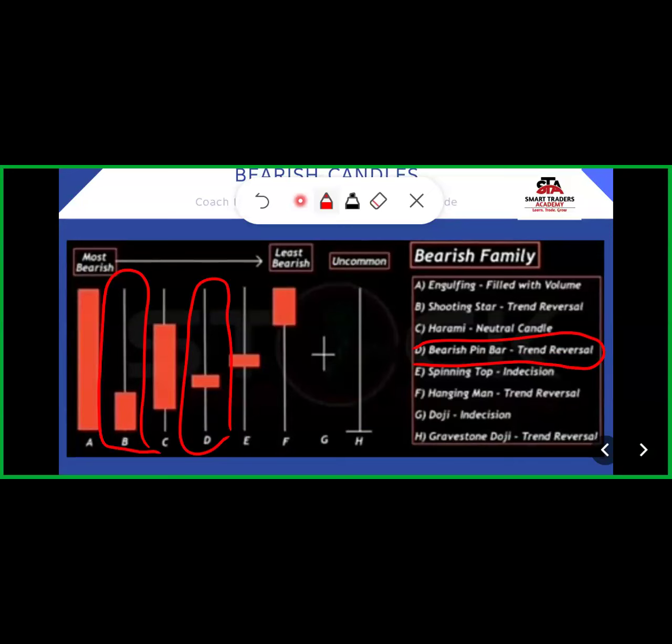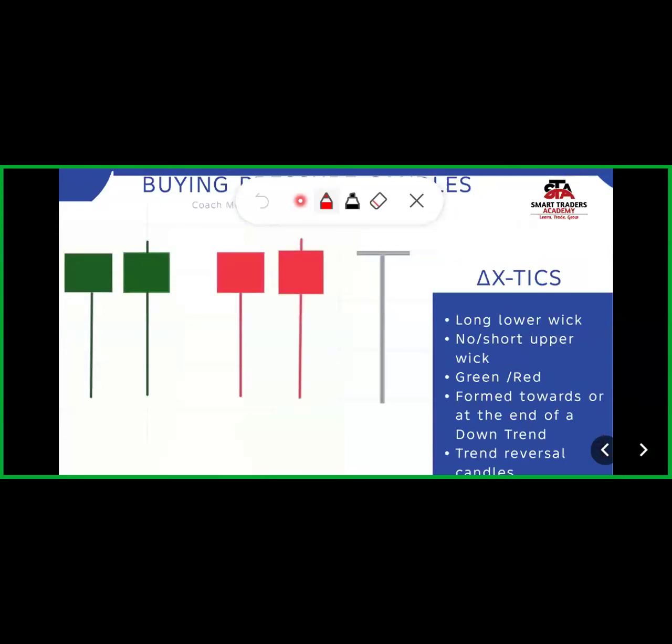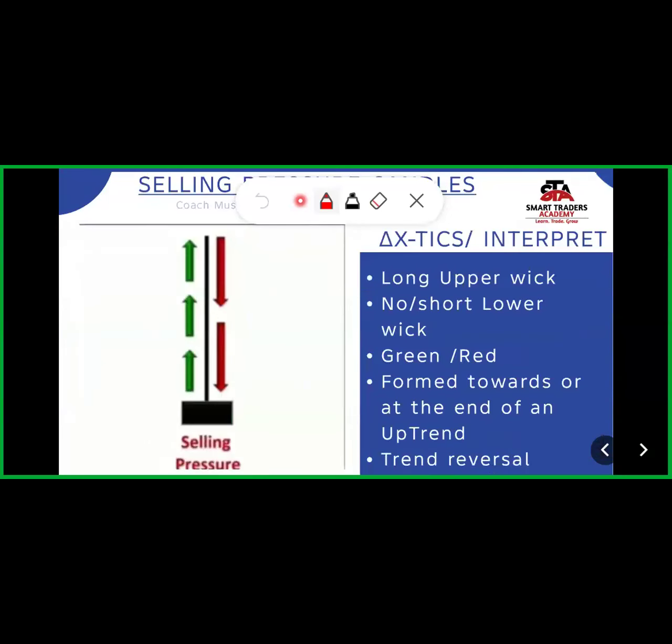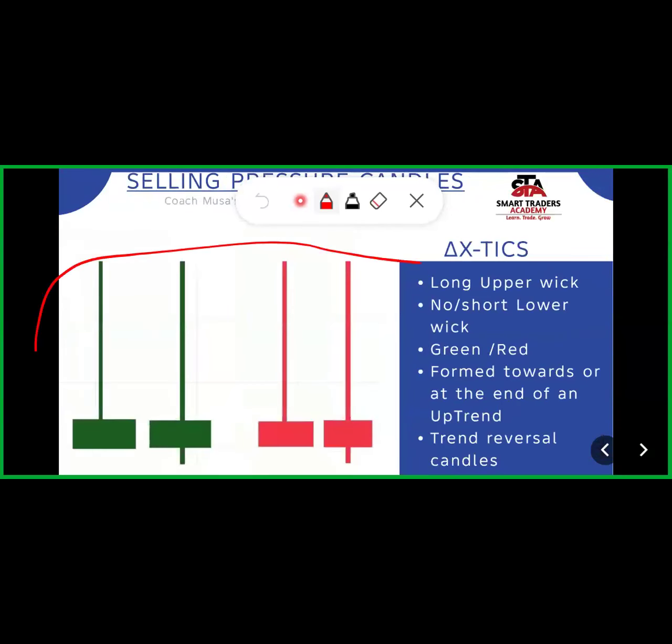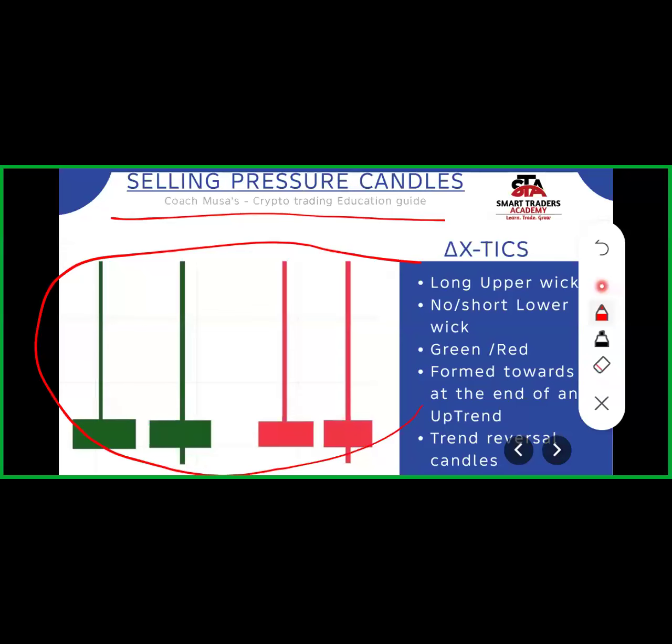But if I was to categorize all of this, I will call them selling pressure candlesticks, like I did here. You see here? That is the buying pressure candlestick. Here. They all fall under this category. The selling pressure candlestick. Here.